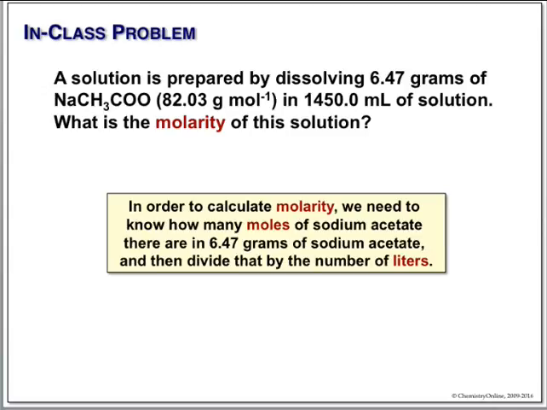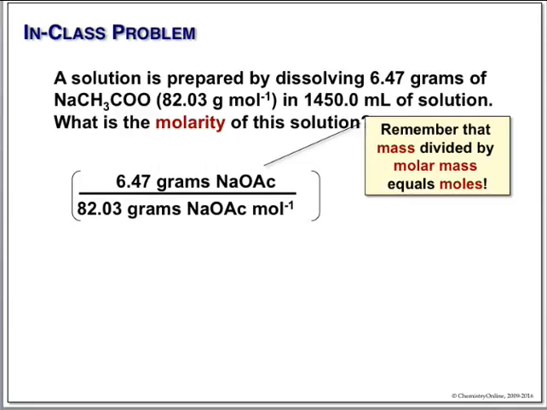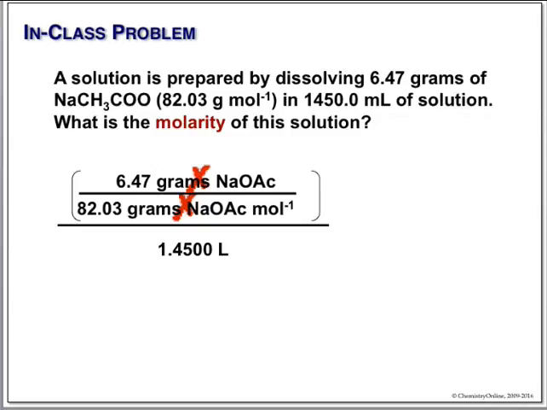Our mass is 6.47 grams. Our molar mass is 82. So we simply divide them. Again, this is mass over molar mass. That's moles. Now we have this in 1400 milliliters, that's 1.45 liters. Once again, our grams will cancel. The per mole goes up top. Do our simple math, 6.47 divided by 82 divided by 1.45, and we get 0.0544 moles per liter, or the molarity is 0.0544.